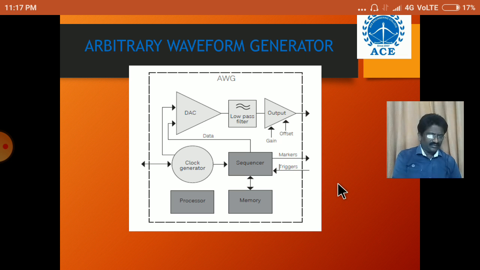So these are the block diagram of the arbitrary waveform generator. So now with the help of this generator, you can achieve solutions of high bandwidth for high speed and coherent optical solutions.